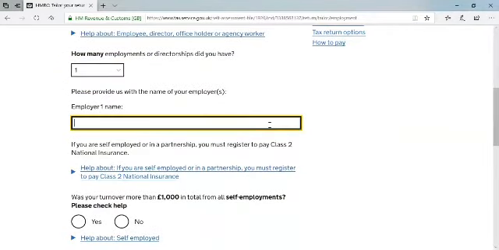You can input the name of that company. So we'll make one up.